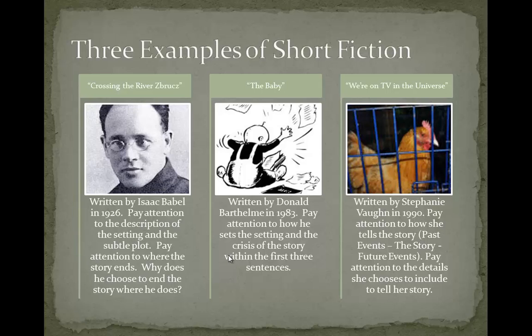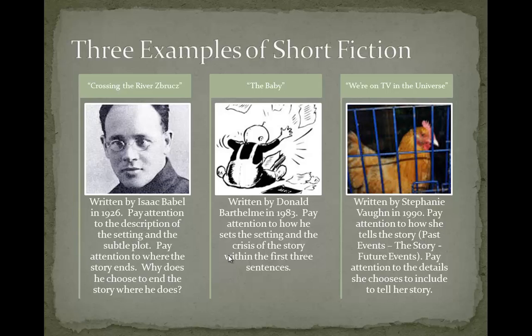This is about the length that you're going to be writing in this class. The last one is called We're on TV in the Universe. This was written by Stephanie Vaughn in 1990. It's from her first collection of short stories. It's a brilliant collection. I want you to pay attention to how she tells the story, okay?